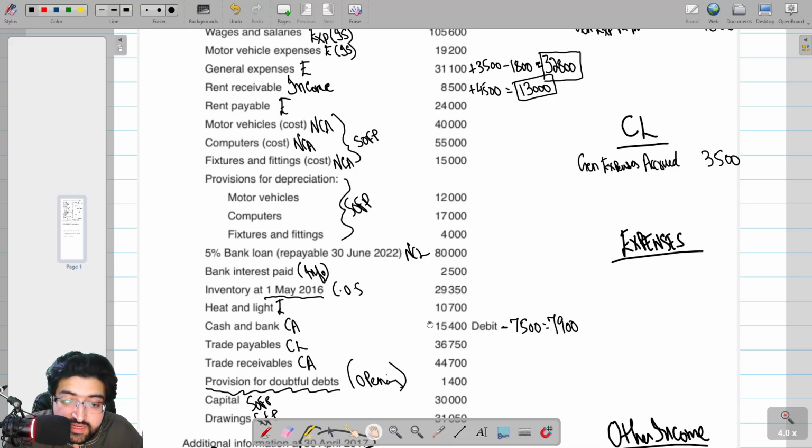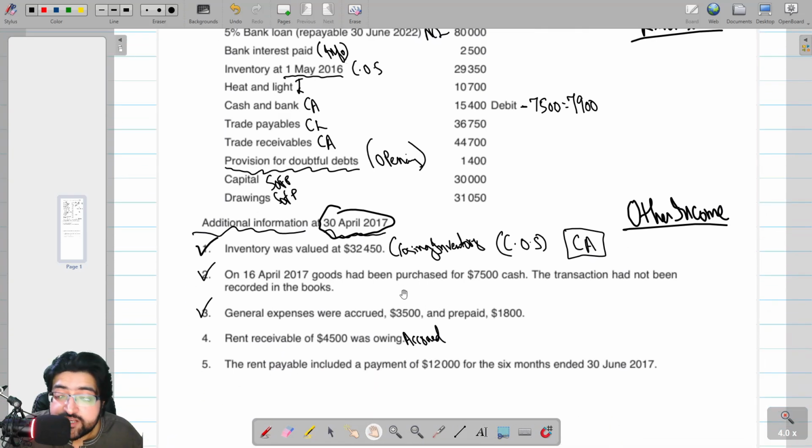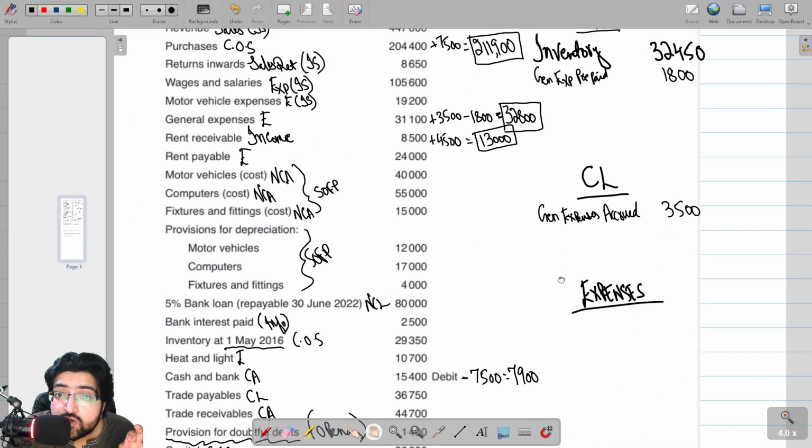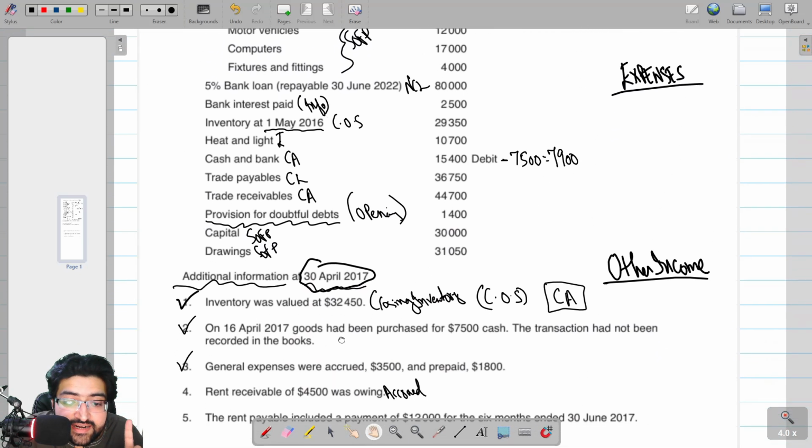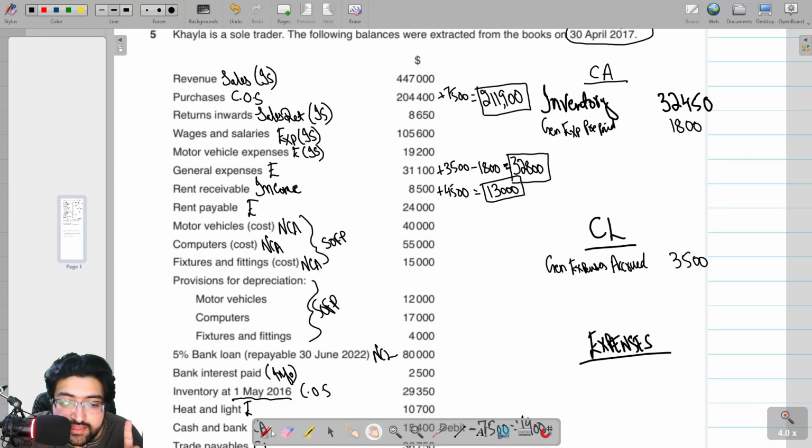One more thing. Whenever there is an accrued income or expense, we have to include this either as a current asset or current liability depending on what it is. Is it what we are supposed to pay or we are supposed to receive? See, rent receivable of 4,500 was accrued. It means that you have provided the service, you are waiting to receive the money. So in that case, it is your receivable, it is your current asset. You will write rent receivable accrued and then the accrued amount, which is 4,500.